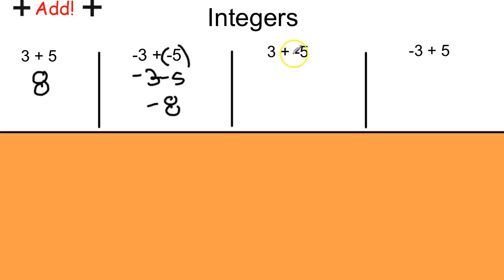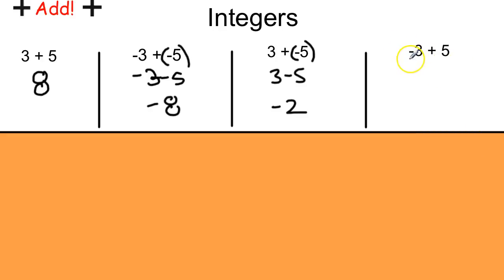Next one over here, same deal. We've got a plus and a minus. So I can put grouping symbols around that, but I really know this is going to be a negative. So this is 3 minus 5. Stick it in a calculator, look at a number line. This answer is going to be negative 2.